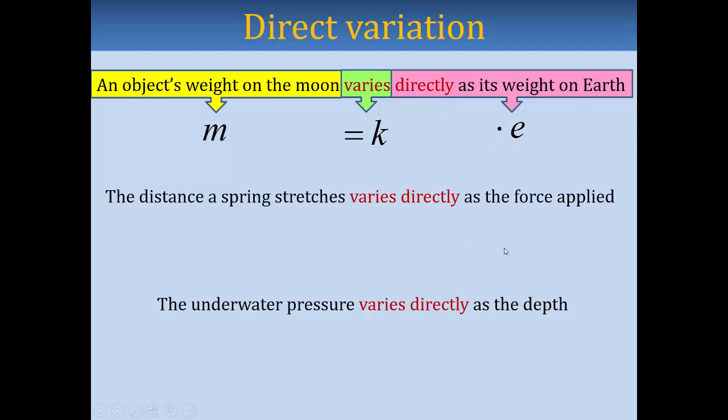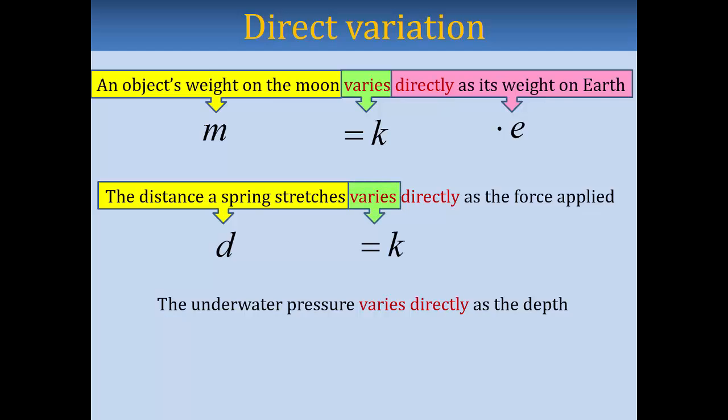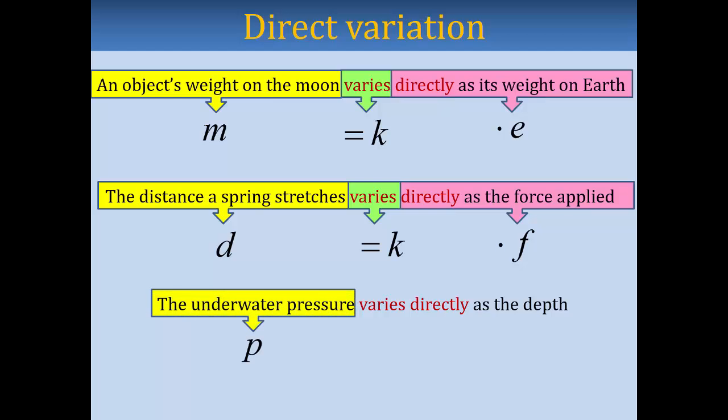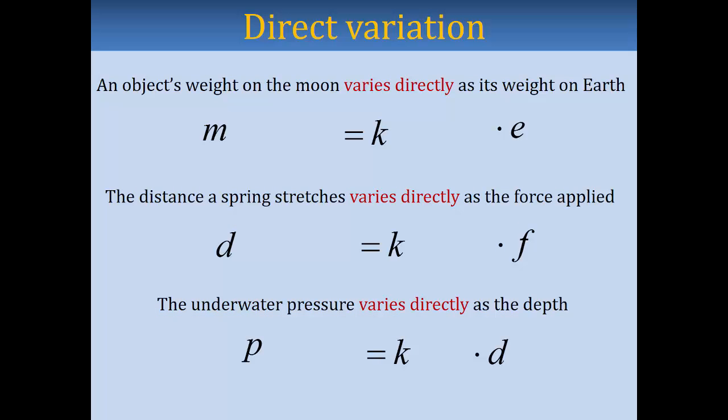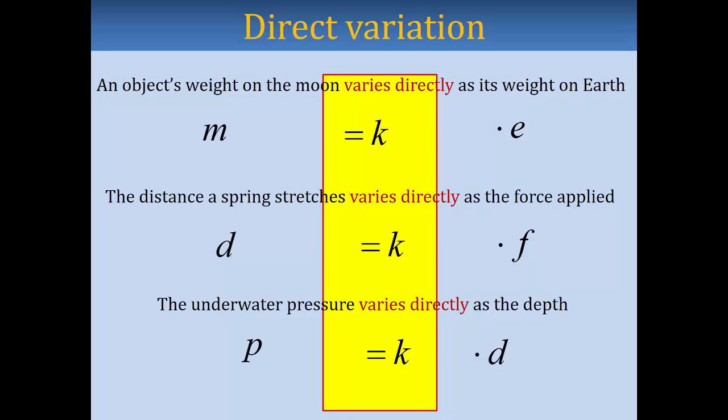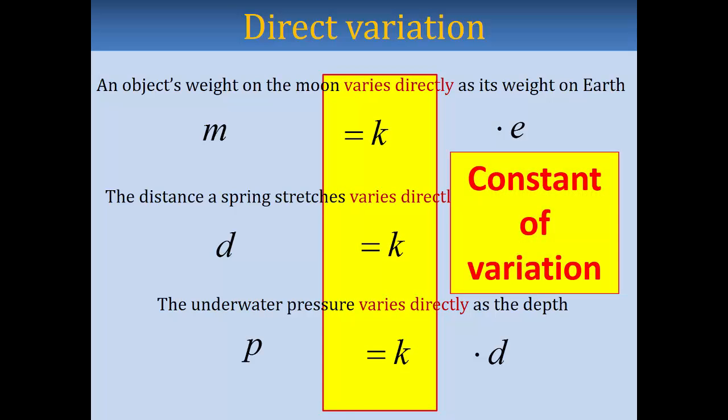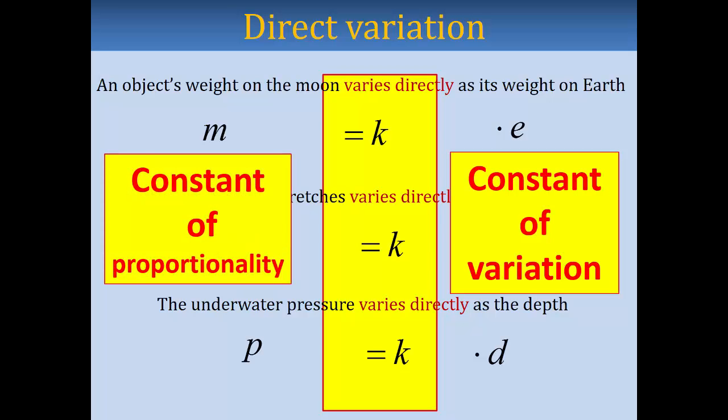That is that sentence. The next one says the distance a spring stretches, we'll call that D, varies equals K, and the force F. D equals K times F. The last one says the pressure P varies directly as the depth. P equals K times D. Here's the word I was telling you. These are referred to as the constants of variation or the constants of proportionality.